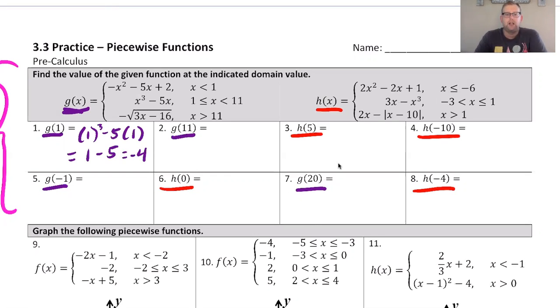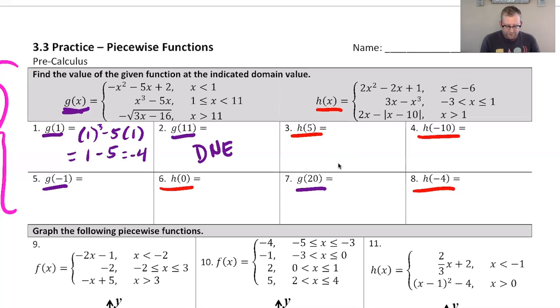Okay. All right, g of 11. Well, is 11 less than 11? No. So we can't use that middle function. Is 11 greater than 11? No. So we cannot use the square root function either. And it's definitely not less than 1. So once again, we see a situation where we're dealing with an x value that is not in the domain of this function. So g of 11 does not exist.